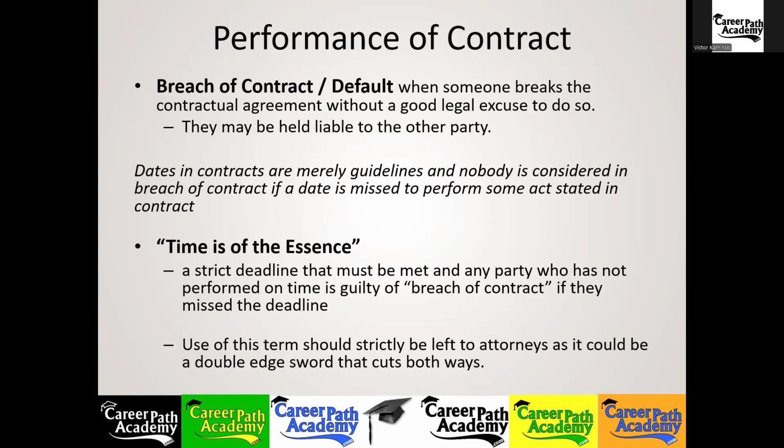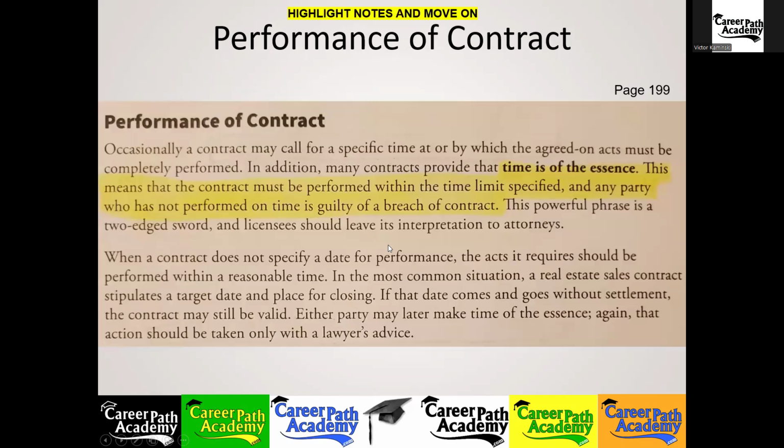So use of that term should be strictly left to attorneys because it is a double-edged sword, meaning that it does cut both ways for both parties. You have a deadline where both parties must perform some legal acts. Okay. So let's highlight that in 199.